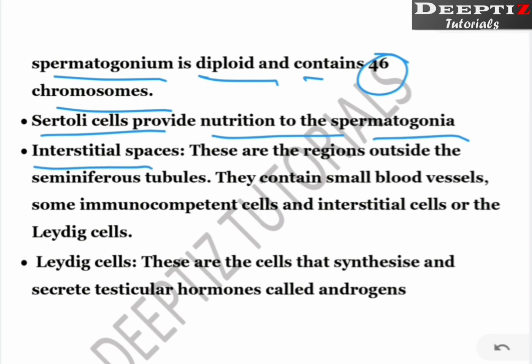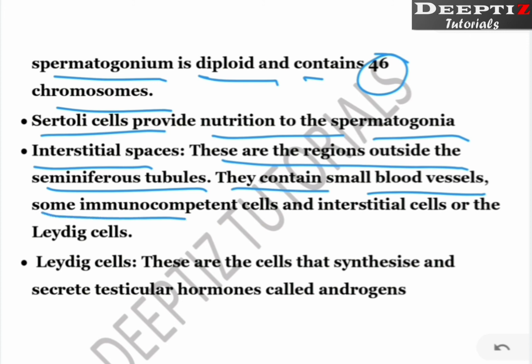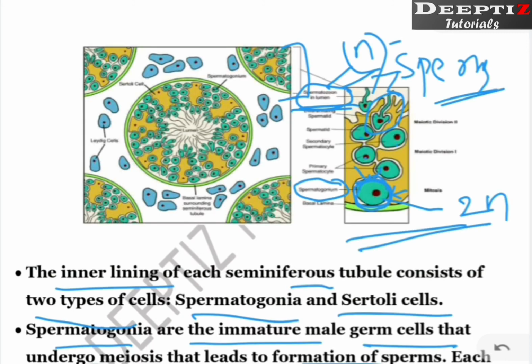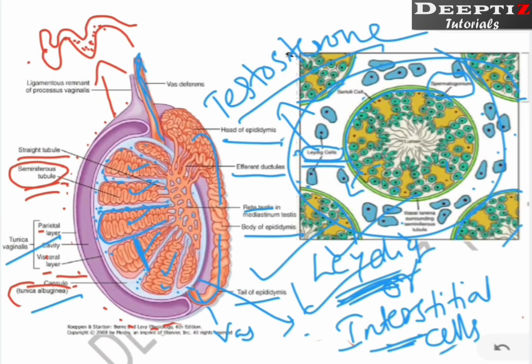Now, interstitial spaces are the regions outside the seminiferous tubule. They contain small blood vessels, some immunocompetent cells, and interstitial cells or the Leydig cells. So, this is what I am telling. Understand this thing. Not only in these gaps I am talking about, in between these there are also spaces. Between these two tubes there will be space, right? Mainly these Leydig cells are present there.